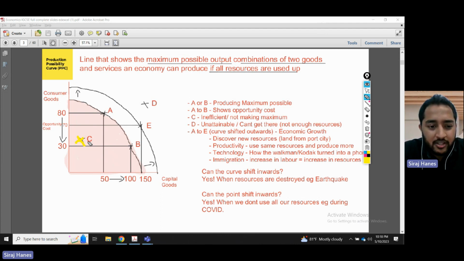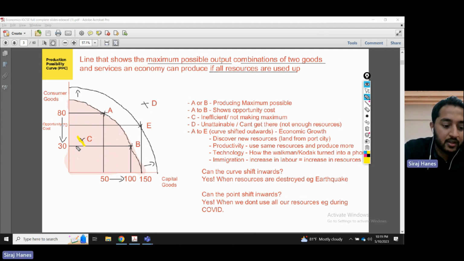We're right after the recovery of the COVID period. So a lot of these places are closed. A lot of these places not being used. We are producing here within the curve. Yeah, this is very inefficient. We don't want to be there.